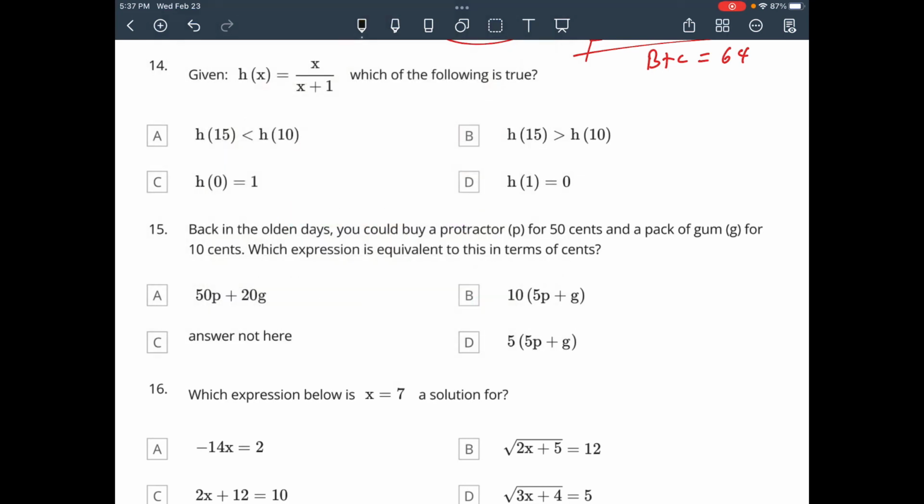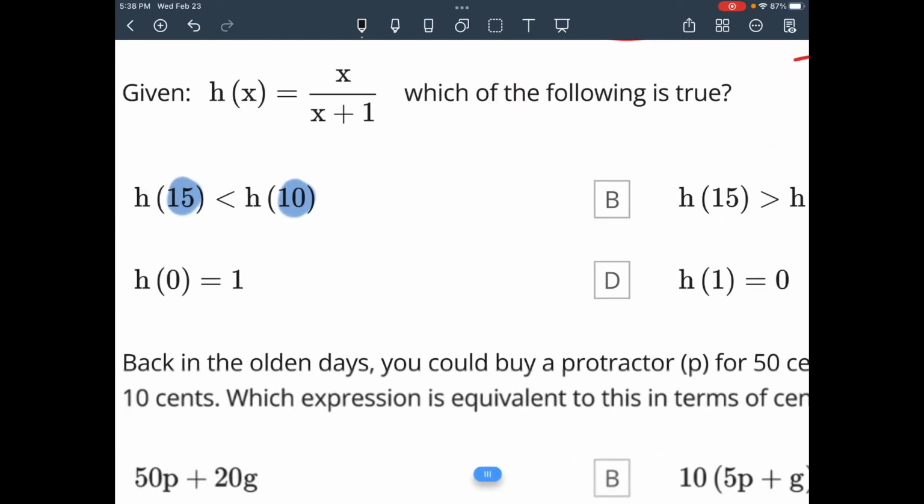If we have that x over x plus 1, which of the following is true, this is where you plug in the numbers. So I'm going to go straight to it. We have 15 to plug in, and we have 10 to plug in. I'll plug in 15 first. So 15 over 15 plus 1. That's the same thing as saying 15 over 16. Right? In the calculator, 15 over 16, convert that to a decimal. That's 0.937.